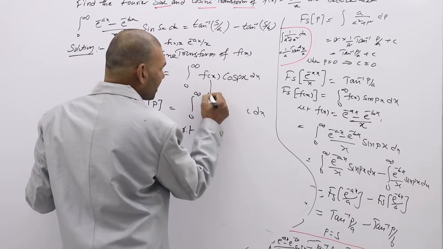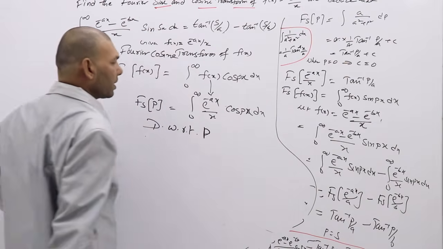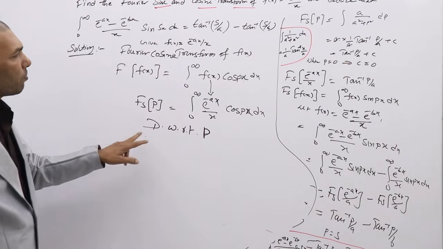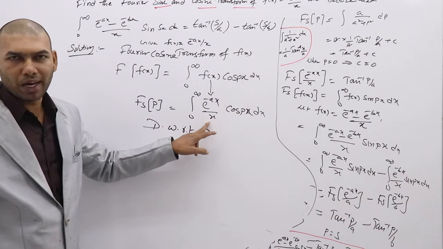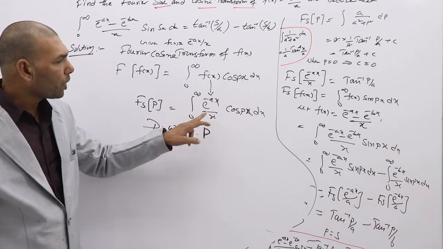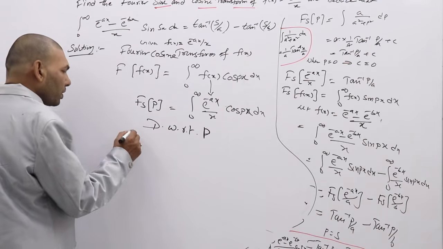Here f of x is e power minus ax by x, cos px dx. Like the previous problem, we cannot integrate this one also with respect to x because we have x in the denominator. To eliminate this x, differentiate with respect to p again. So what will you get?